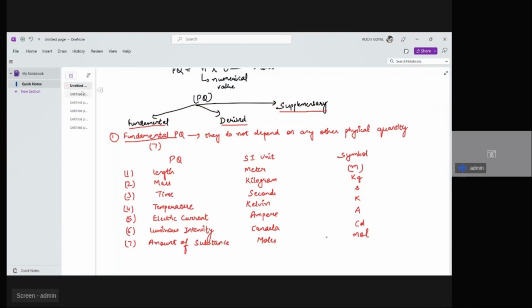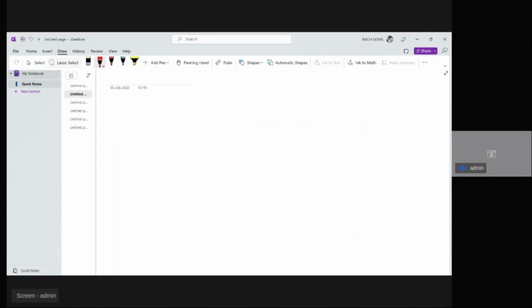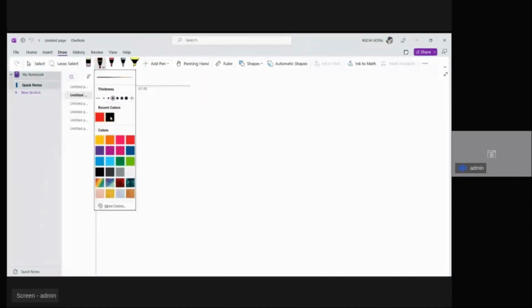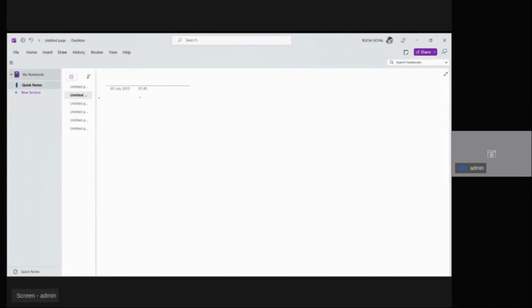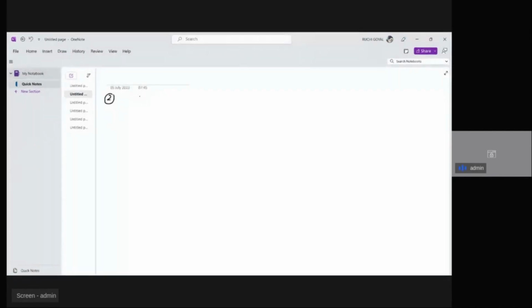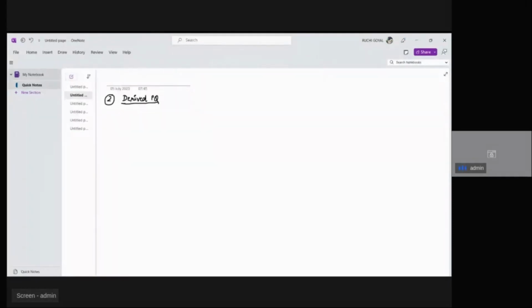Now we will write the second type of quantities, which are derived units or derived physical quantities. As the name suggests, derived. So what does derived mean? You must know that derived means we derive something from something else. Suppose we had the fundamental quantities, so we derive these from the fundamental quantities.